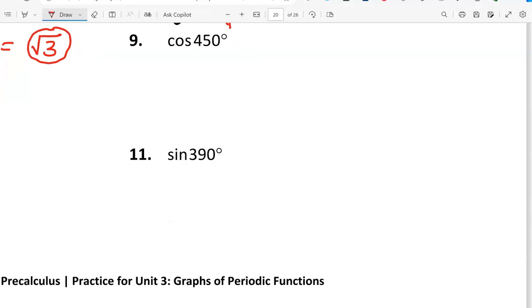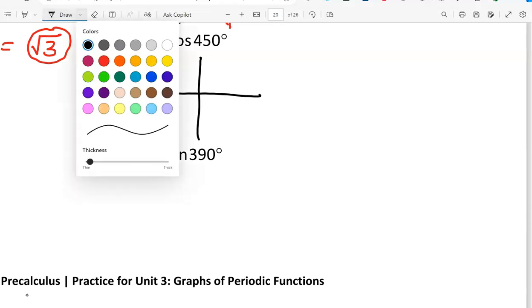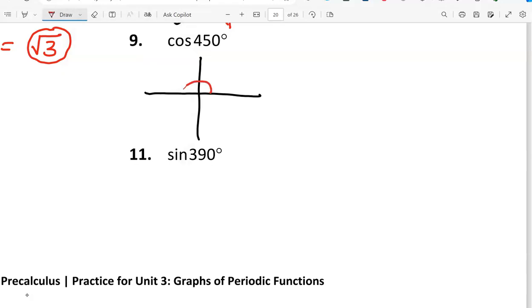For number 9, the cosine of 450 degrees. I'm going to draw a 450 degree angle. 450 degrees would be a full revolution, 360, plus an extra 90. So there's a 450 degree angle. And so its terminal side will lie on the same side that a 90 degree angle will lie.